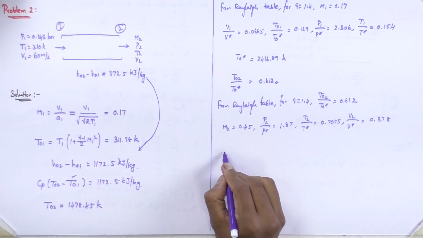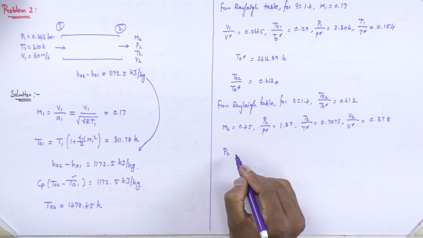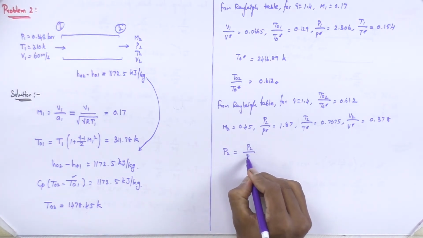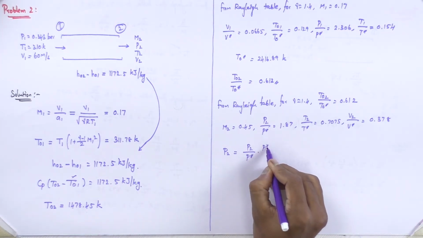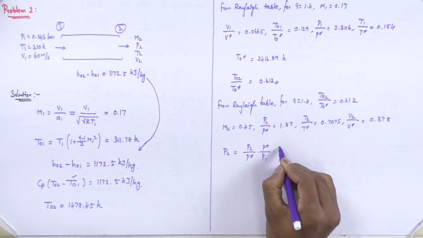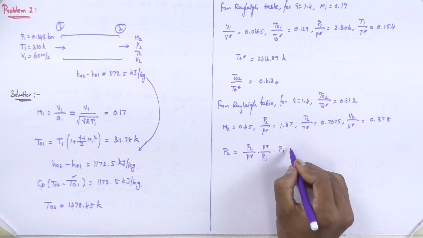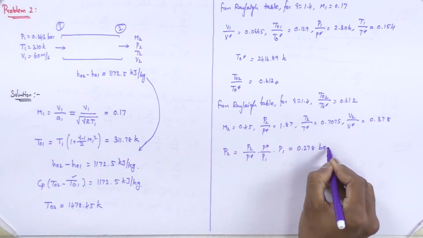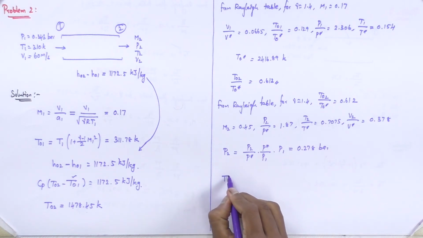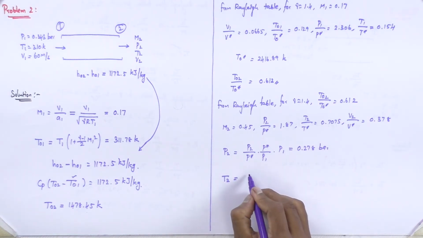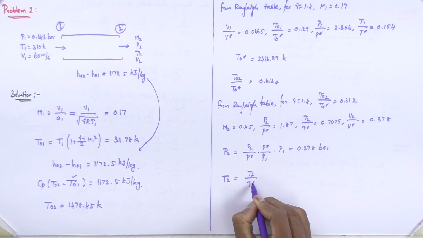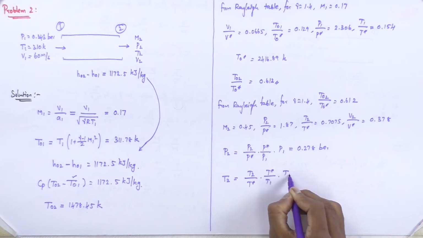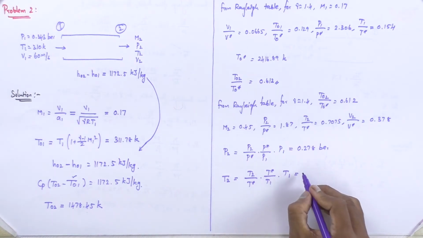Now let us calculate static pressure at region 2 using chain rule. This is P2 by P star into P star by P1 into P1. This is equal to 0.278 bar. Similarly, we can calculate T2 value. This is equal to T2 by T star into T star by T1 into T1. So after the calculation we will get this value as 1424.18 Kelvin.